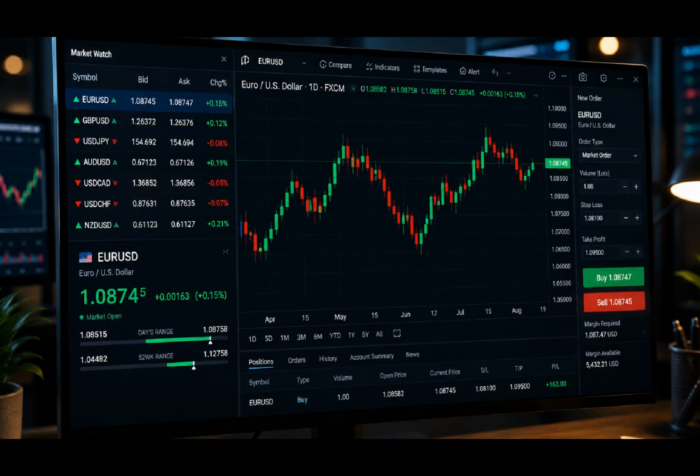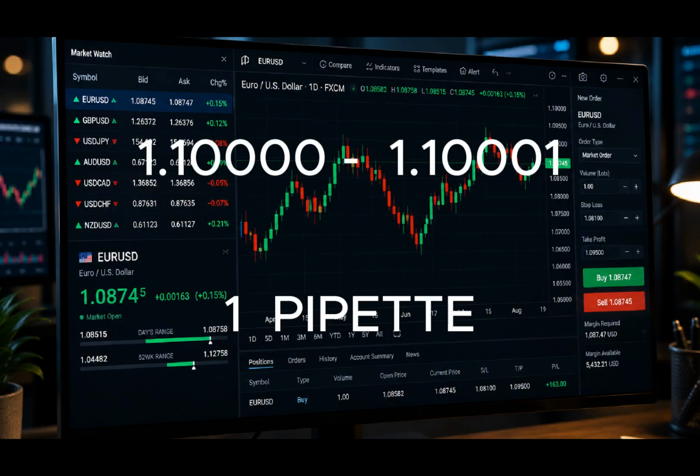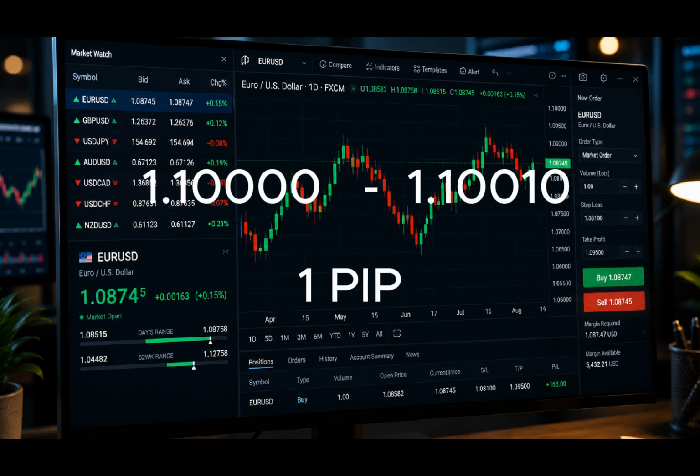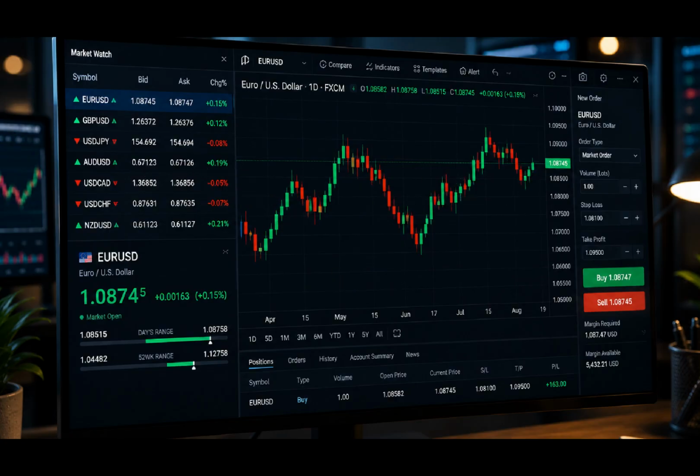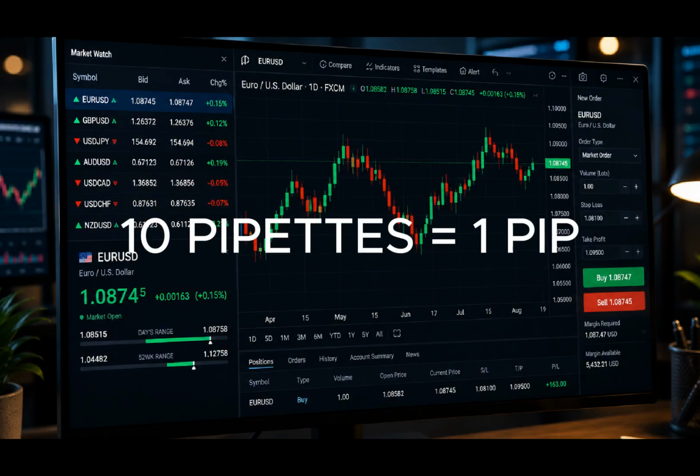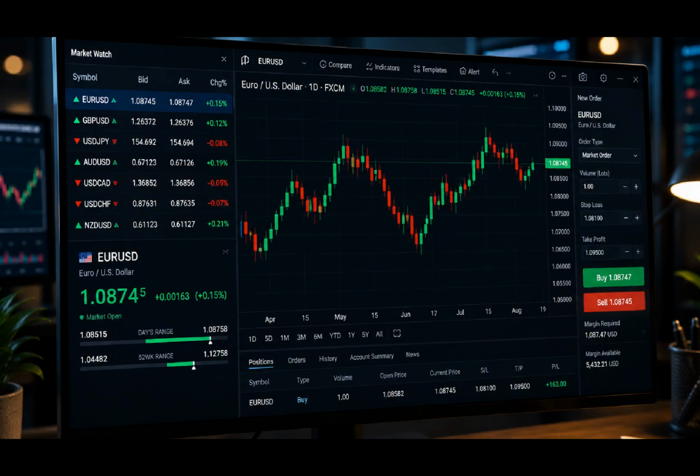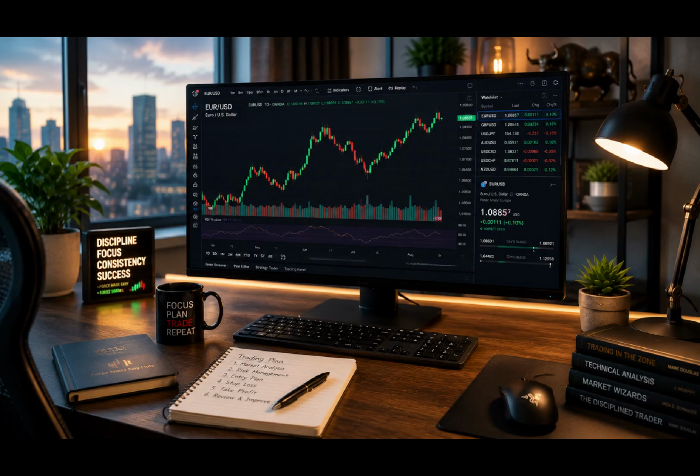For example, from 1.10000 to 1.10001 equals 1 pipot. From 1.10000 to 1.10010 equals 1 pip. Therefore, 10 pipots equal 1 pip. You do not need to worry too much about pipots as a beginner. Most traders still talk in pips because they are easier to understand. However, it is helpful to know what a pipot is because many trading platforms display prices using 5 decimal places.